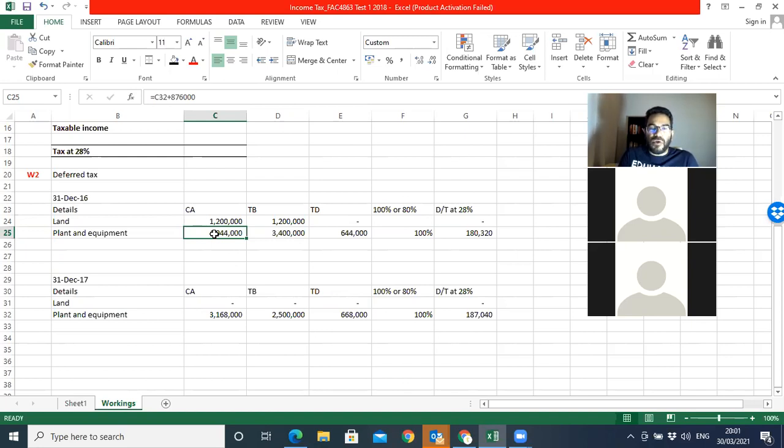Because we're going to pay more tax in the future than what we expect, that means this plant and equipment is a taxable temporary difference, and as a result we have a deferred tax liability. So when you have to discuss it, that's the way you're going to discuss it in an exam, exactly step by step in that manner, explaining the accounting logic behind it.